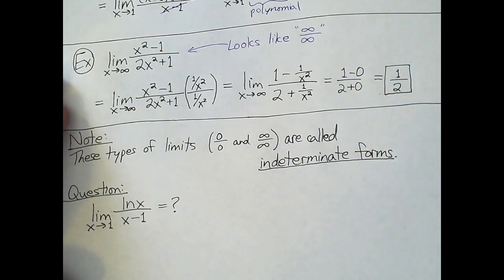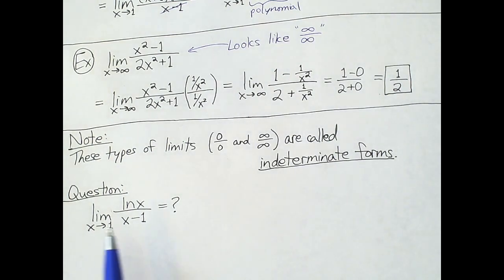Okay, so we could think about the top and the bottom, like what's happening to the numerator and denominator. As x approaches 1, the denominator looks like it's approaching 0, 1 minus 1. The numerator looks like it's approaching ln 1. Well, ln 1 is 0, right? We know ln 1 is 0 because e to the 0 is 1.